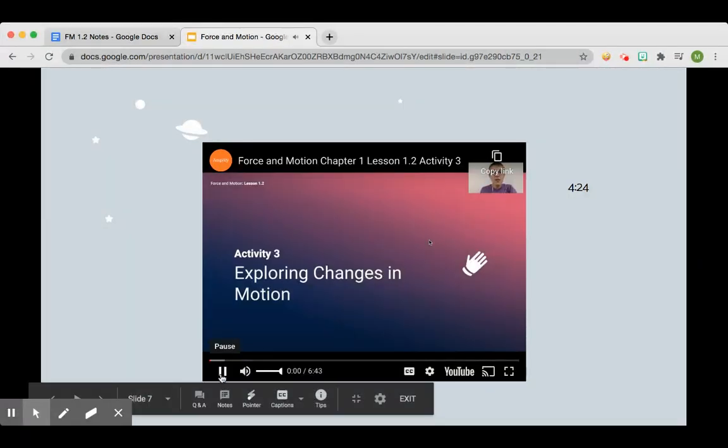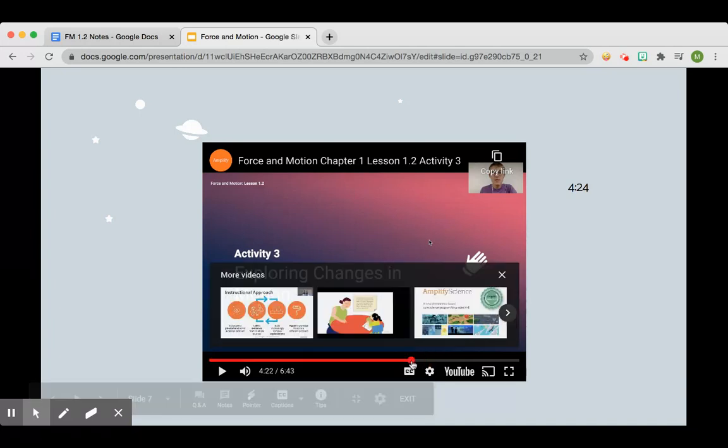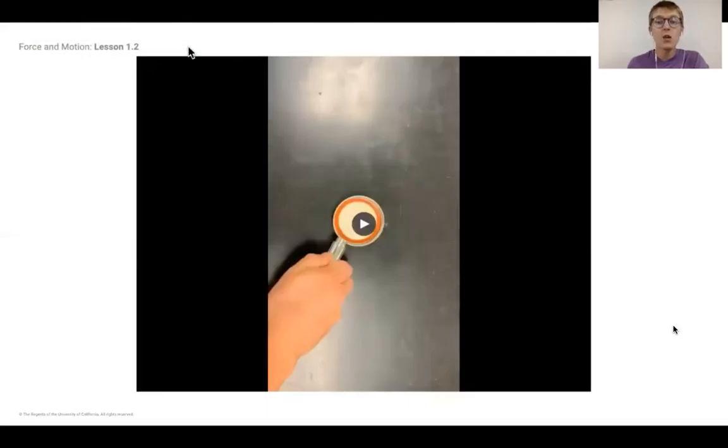To finish up that last part, let me skip ahead and take a look at this video. Don't be afraid to pause and watch the video multiple times so that you can get as many detailed observations as possible that show all the different types of movement that you can see.